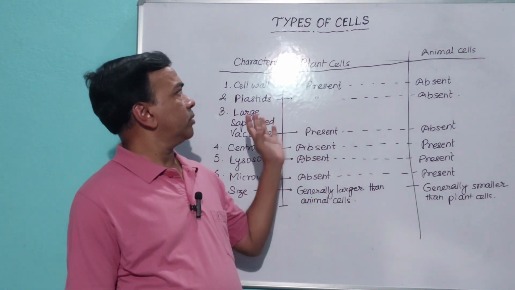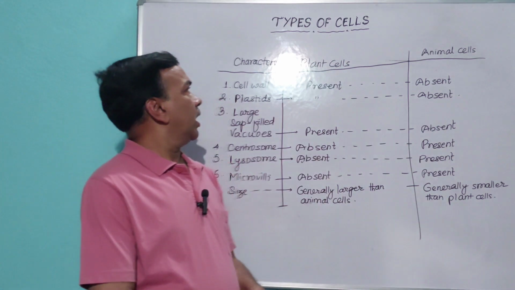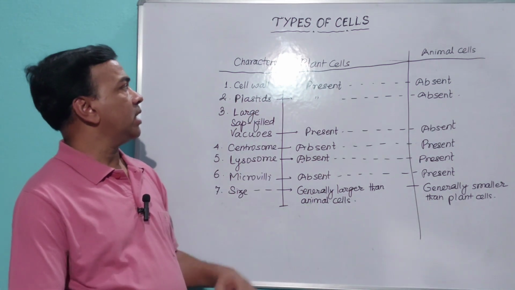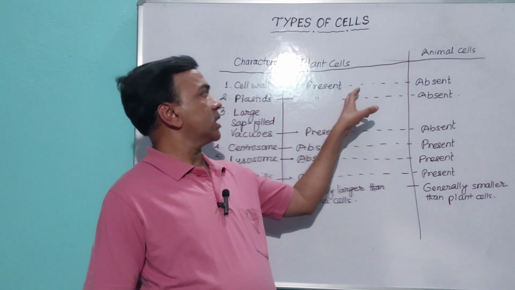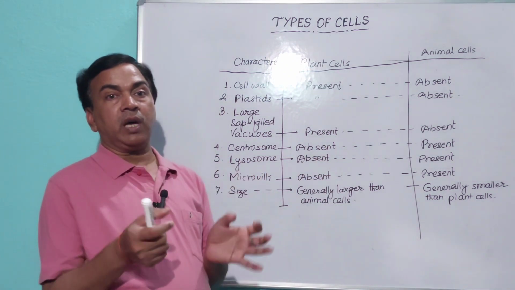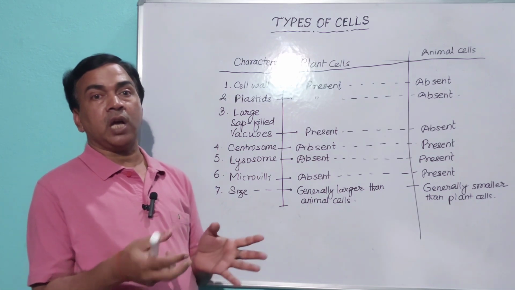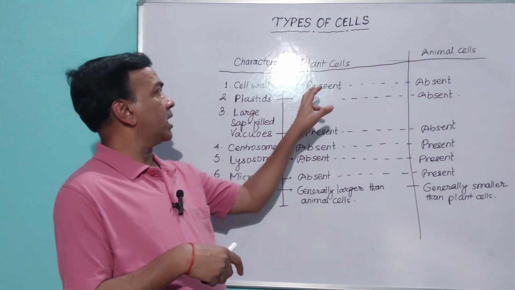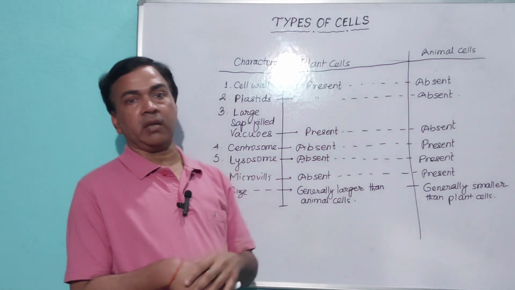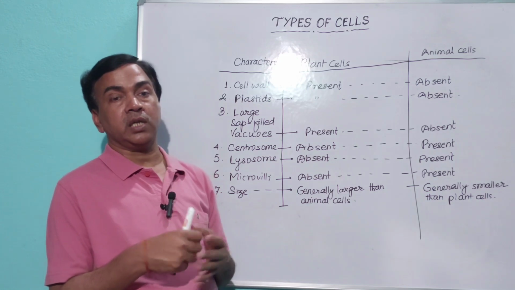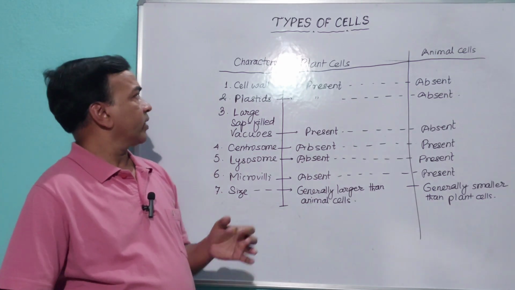The first difference between plant and animal cells is cell wall. The first character is cell wall. Cell wall is present in plant cells whereas absent in animal cells. Cell wall is a thick boundary outside the plasma membrane which is present in plant cells but absent in animal cells, because the outermost boundary of animal cells is plasma membrane.